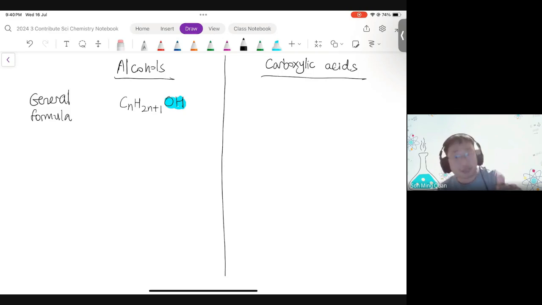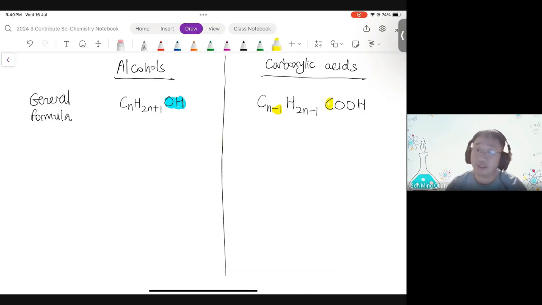Okay, now carboxylic acid is complicated. It's Cn-1H2n-1COOH. So why is there this minus 1 which makes it look so strange? Of course, we are minusing 1 because you must realize there is already one carbon inside the COOH group. Okay, so it's very important to realize that, hey, there is a reason why we have separated out OH for alcohols and why we have separated out COOH for carboxylic acids.